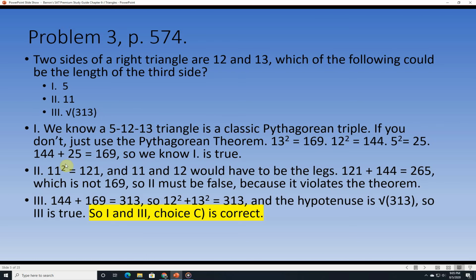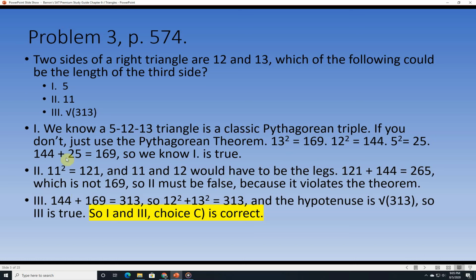Number 2, 11 squared is 121, and 11 and 12 would have to be the legs, because 13 would be the longest. Well, 121, which is 11 squared, plus 144 is 265, and that's not 169, so 2 must be false because it violates the theorem.